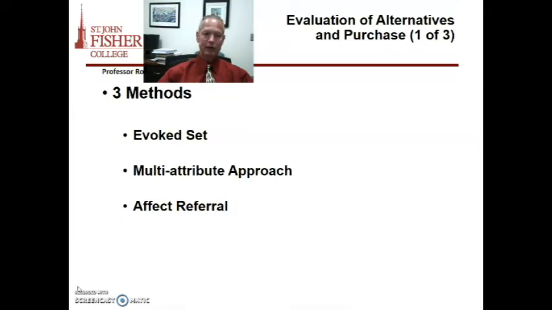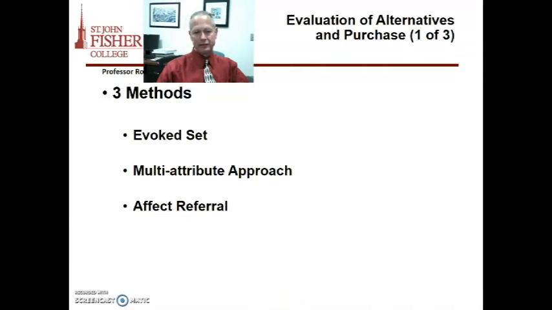Evoked set is what advertisers try to get. If the advertiser can get into your evoked set, that means there's a chance that you will buy it, and therefore they try to get into your evoked set, and that's one of the objectives of advertising. That's why you see consumer advertising over and over again, like insurance companies. Even though right now you're probably not thinking about insurance companies, if they can get into your evoked set, eventually you might purchase them. So the second method of evaluation of alternatives is multi-attribute approach.